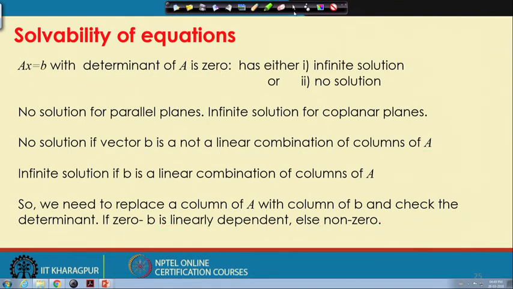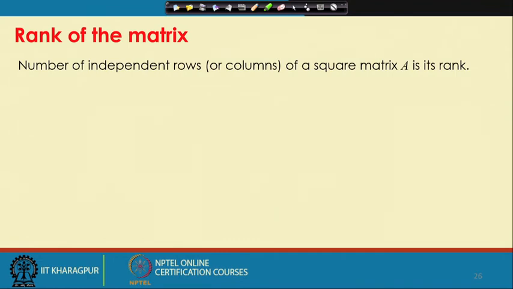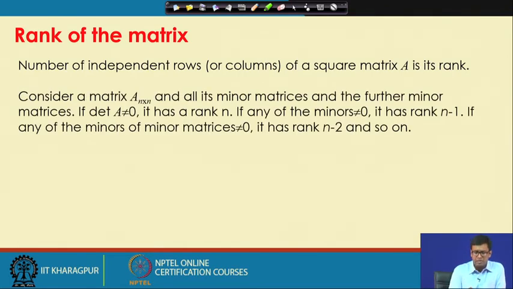So, we go to the next slide. We define a term, rank of a matrix, which is the number of independent rows or columns of a square matrix. Consider a matrix of n into n size and all its minors and further minors, etc. If the determinant of A is non-zero, it has rank n. In case the determinant of A is 0 and any of the matrices of the minors is not 0, it has rank n minus 1.